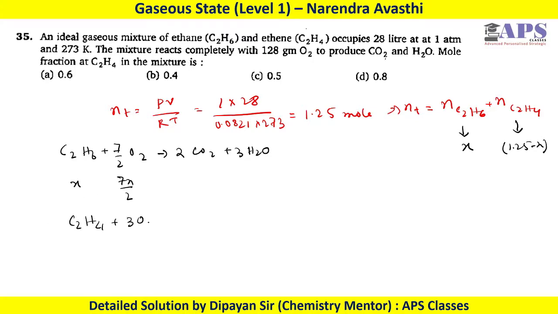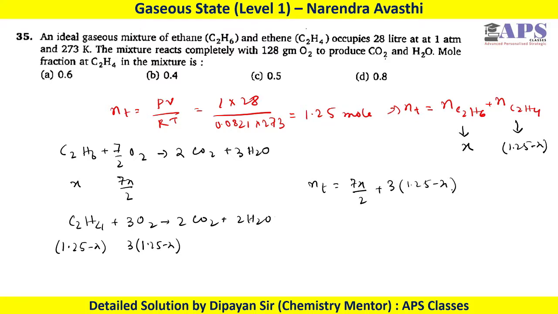Again, C2H4 plus 3O2 gives 2 CO2 plus 2 H2O. So here we have 1.25 minus X, so 3 into 1.25 minus X. So total number of moles of oxygen is 7x by 2 plus 3 into 1.25 minus X. And according to the question, this is 124 divided by 32 equal to 4, because this is given in gram, we have to convert it in mole. So if you calculate this thing, X will become 0.5.